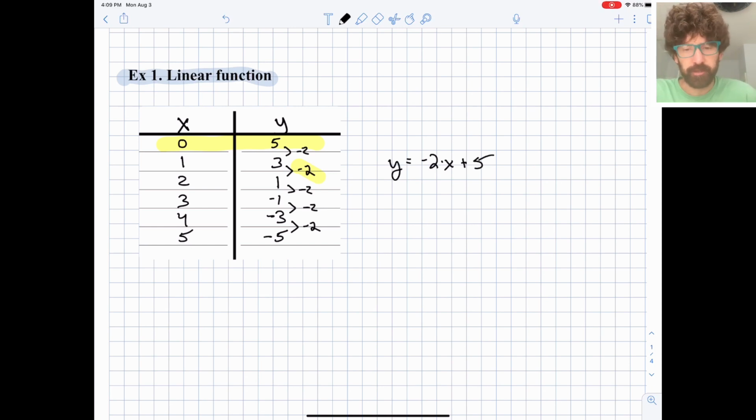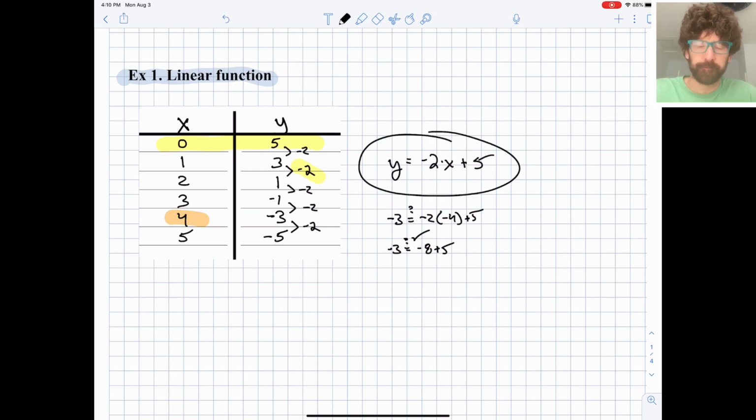You can always check this by plugging in a particular x value that you're interested in. Let's plug in x is 4. So let's see, -3, which is our predicted y value, is that equal to -2 times 4 plus 5? -3, is that equal to -8 plus 5? It is, it checks out. So it looks like we did the problem correctly. So this is our final equation, our rule for this function.